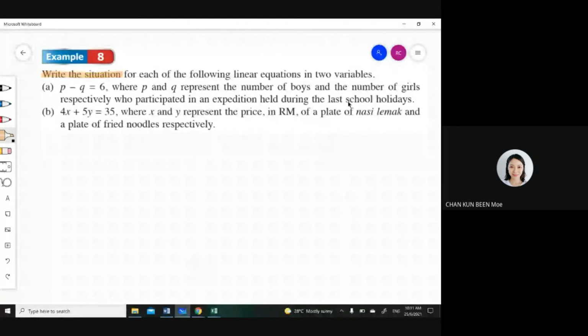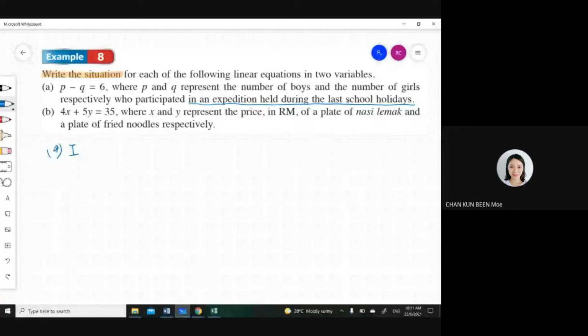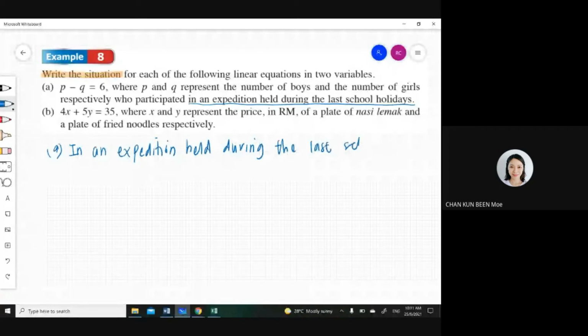So how do we form it? It's very simple. You just need to mention the expedition. Where is it already? In the expedition held during the last school holiday. You write down the whole thing. In an expedition held during the last school holidays.